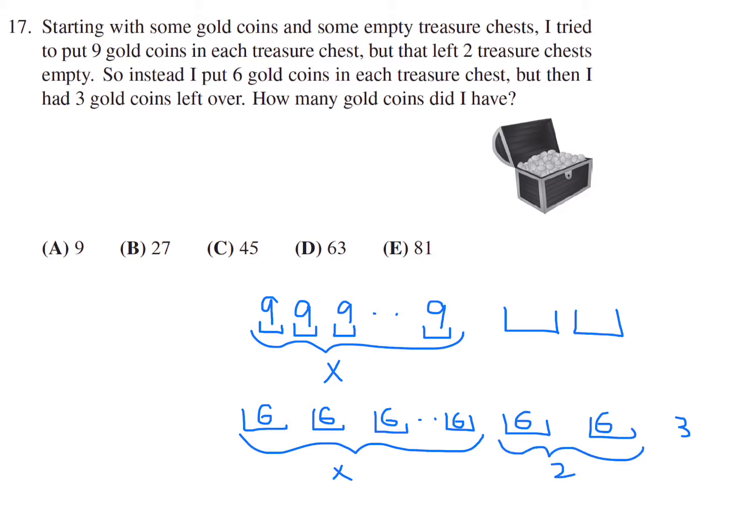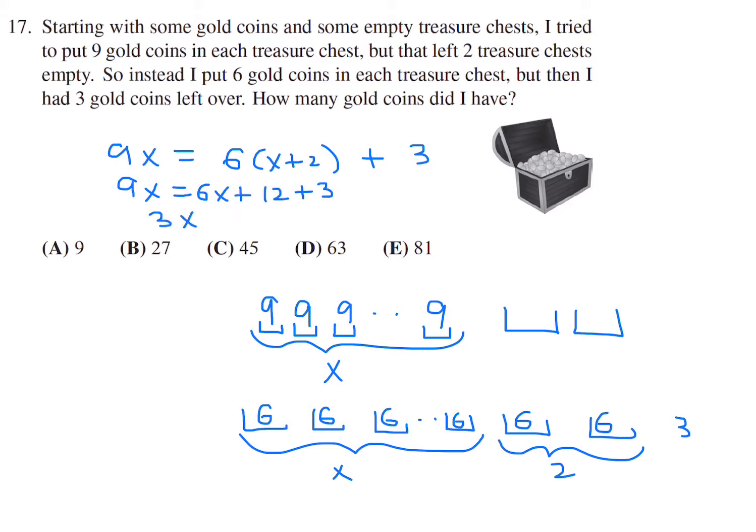So in mathematics, that means 9x is equal to 6 times x plus 2, plus 3, that remainder. So this is the algebra. 9x is equal to 6x plus 12 plus 3. So 3x is equal to 15, and therefore x is equal to 5. So the total number of coins, well, we can just use that one, 9 times 5. And that is, of course, 45. So number 17, the answer is C.